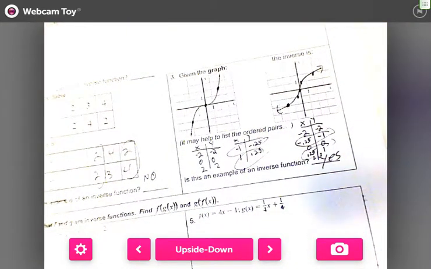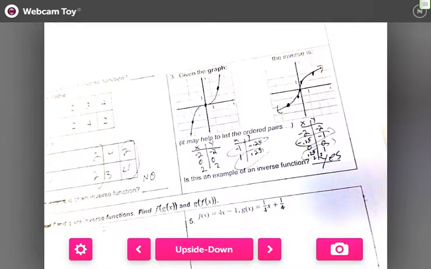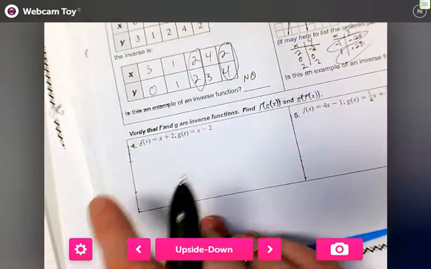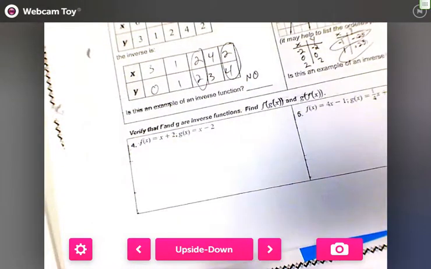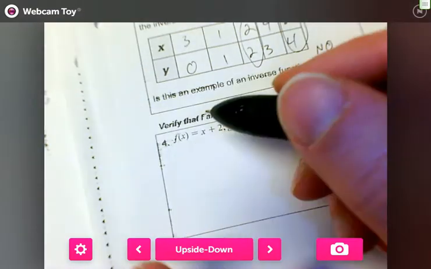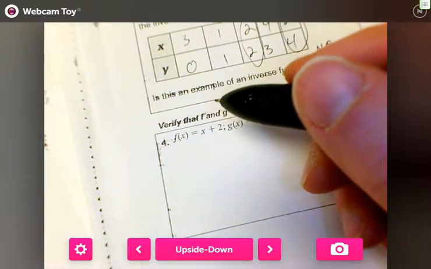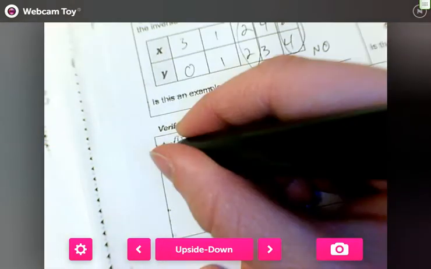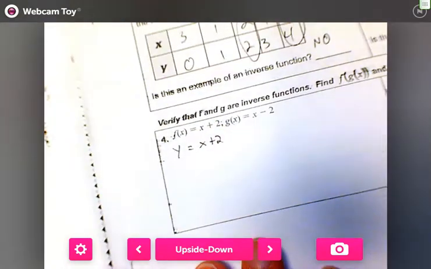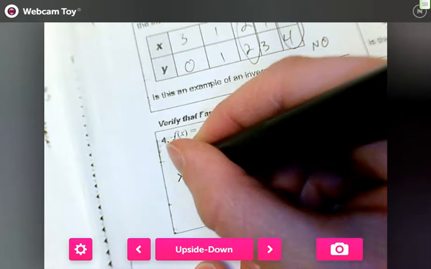Okay, for number 4 and 5, we're just going to do some more inverse function stuff, which we've done before, but it's been a while. So I want to prove that these are inverse functions of each other. What I'm going to do is simply switch where x and y go. So first I might want to think about f of x is really what letter? If we're going to graph this in a graphing calculator, it's y, right? So y equals x plus 2. So now I'm just going to switch the x and the y. So I'm going to say x equals y plus 2.